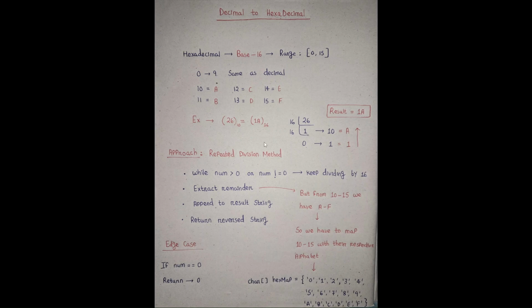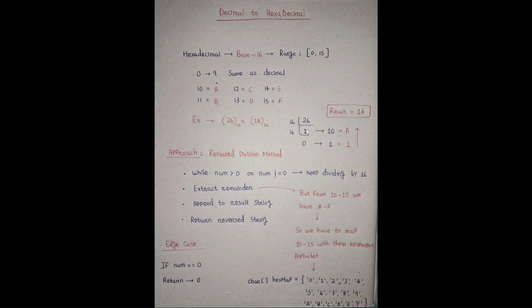So here is an example. We have 26 as a decimal number, and we have to find its hexadecimal equivalent. That will be achieved by the repeated division method. We have to divide the number by the base of the number system that we are trying to convert into. So we divide it by 16, which is the base of the hexadecimal number. In the remainder we get 10. When we get 10, we need to convert it into A, because 10 is not an appropriate digit in the hexadecimal number, so we have to replace it with A.